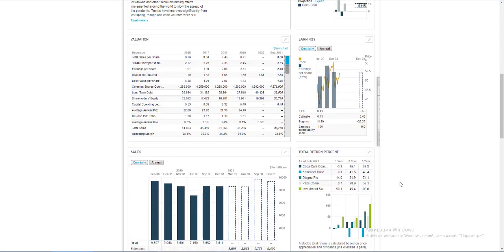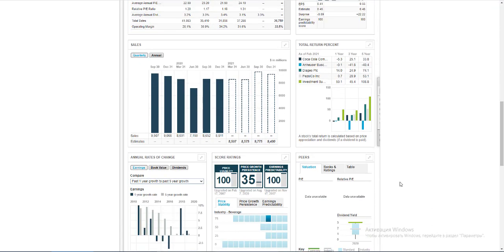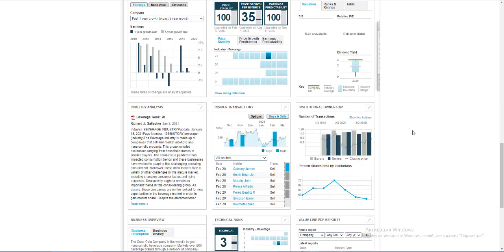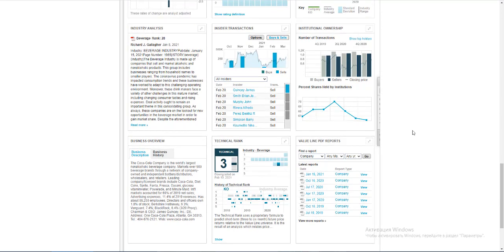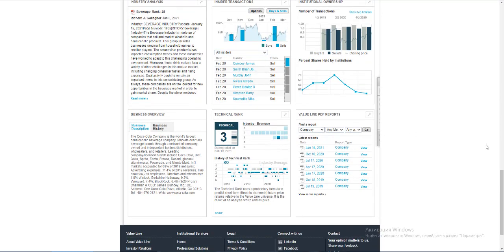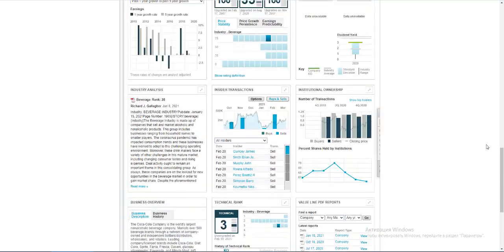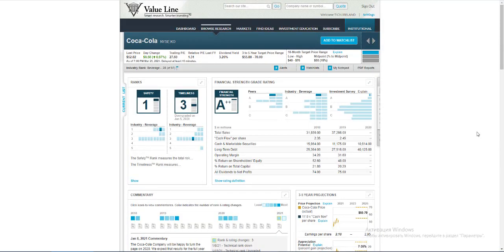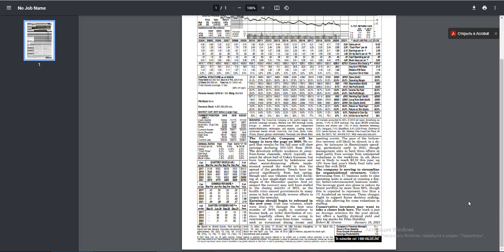Again, it's quite large and there's a lot of information. We are not going to go deep here. Like sales, you can see sales in 2020 and projected sales in 2021. Total return and much more. Industry analysis. So what we are going to look at is this PDF report.